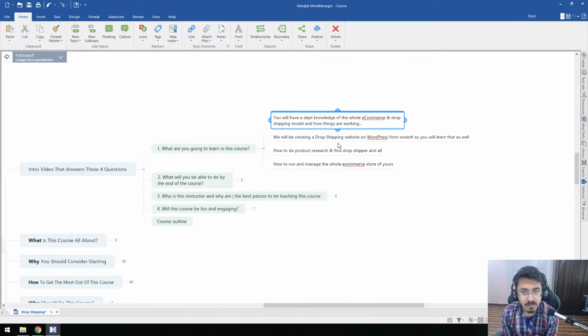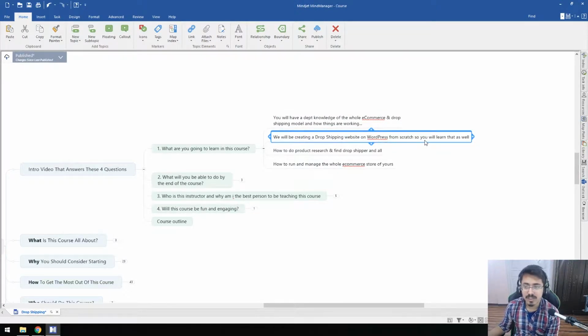You will have in-depth knowledge of the whole e-commerce and dropshipping model and how things are working. These are the 4 points that you will be learning. First, you will gain in-depth knowledge of dropshipping and e-commerce stores, and how things work in these websites. And we will be creating a dropshipping website on WordPress from scratch, so you will learn that as well. That's actually the plus.